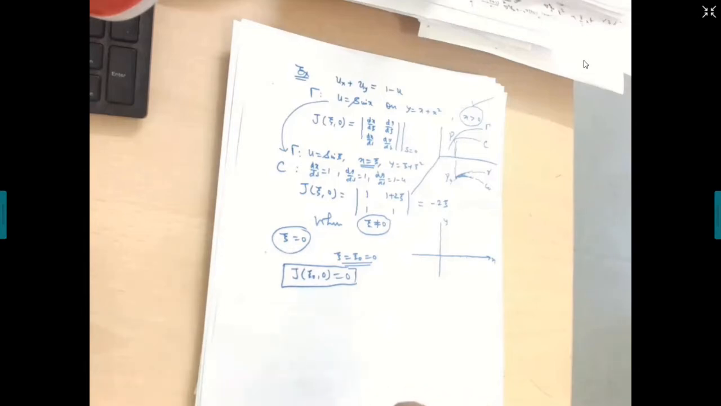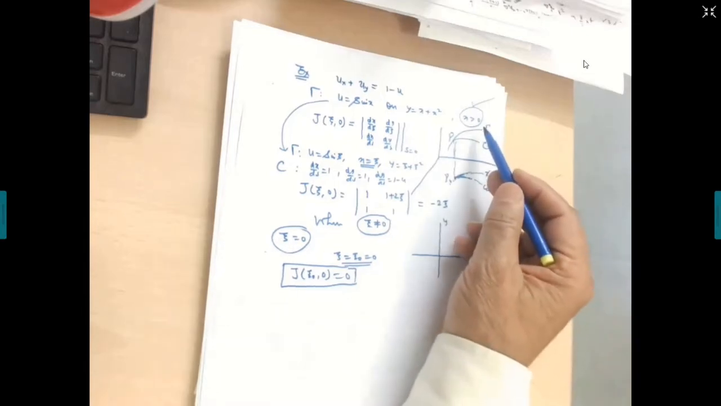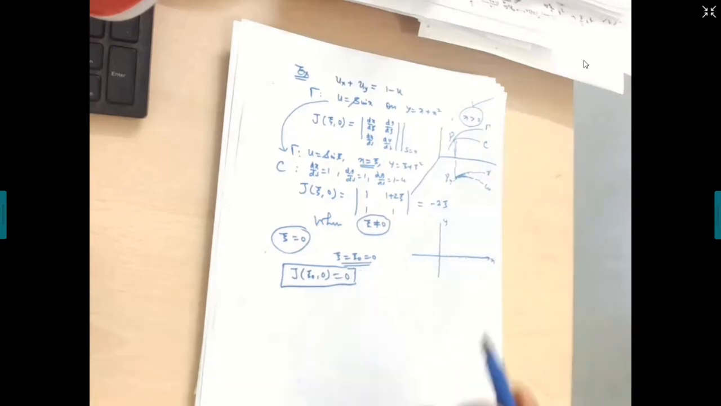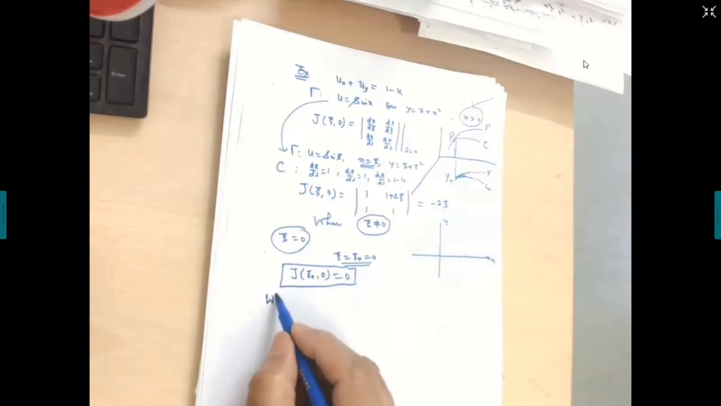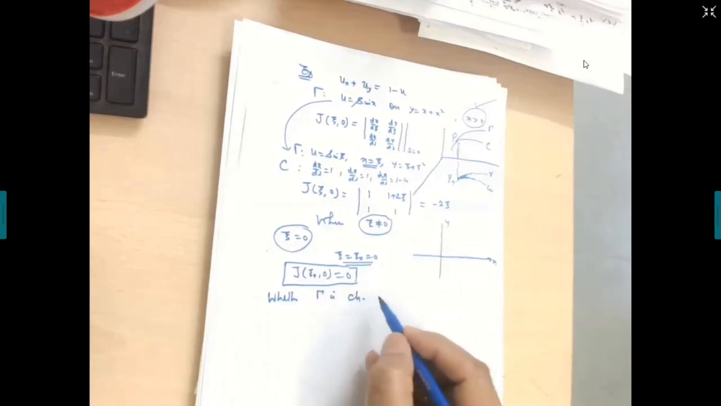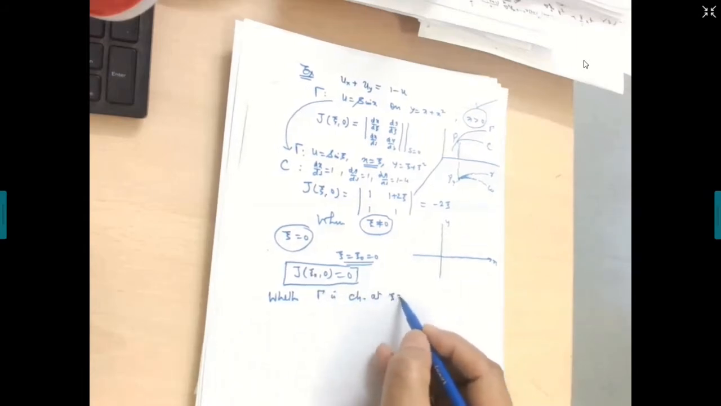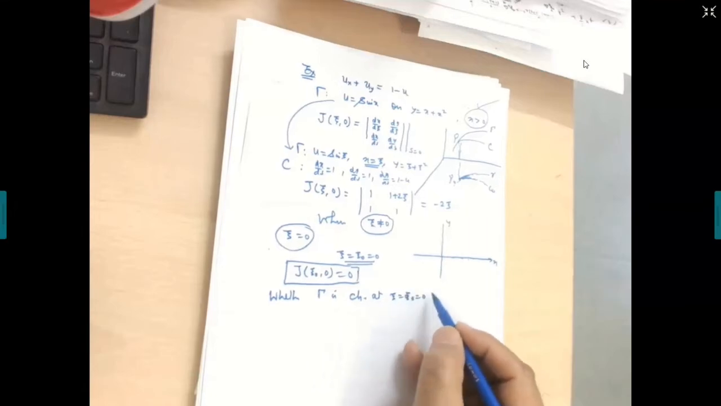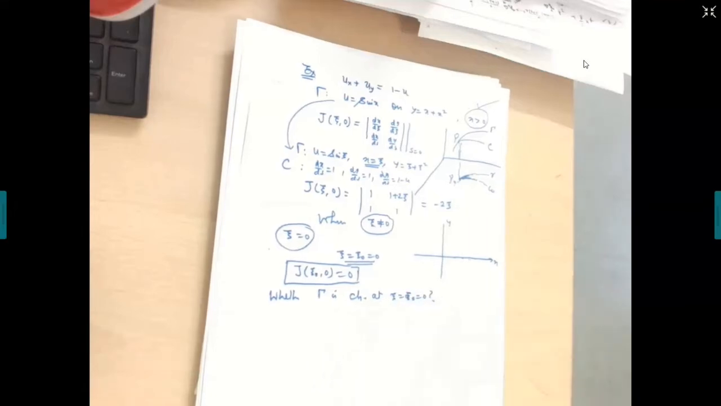Yes, sir. Whether gamma is characteristic at xi equal to xi naught, not equal to 0, or not — this is to be seen.